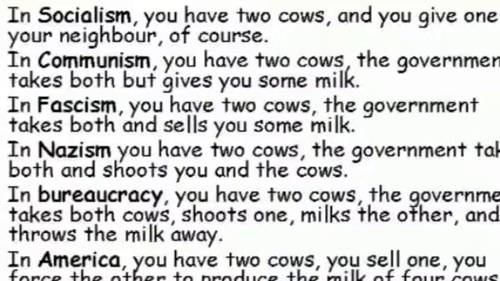In socialism, you have two cows and you give one to your neighbour. In communism, you have two cows, the government takes both but gives you some milk. In fascism, you have two cows, the government takes both and sells you some milk. In Nazism, you have two cows, the government takes both, shoots you and the cows. In bureaucracy, you have two cows, the government takes both cows, shoots one, milks the other, and throws the milk away. In America, you have two cows, you sell one, you force the other to produce the milk of four cows, and later you hire a consultant to analyse why the cow dropped dead.